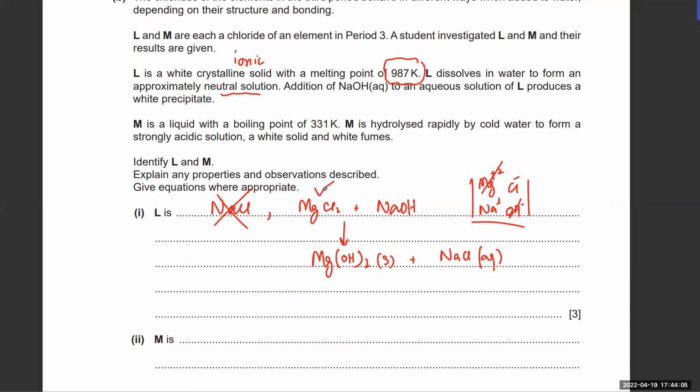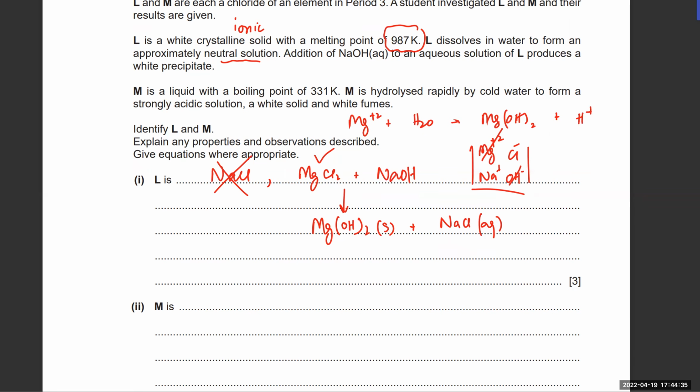And MgCl2 is approximately neutral because it undergoes hydrolysis with water, but very slight hydrolysis. Some of the Mg ions will attract the water molecules and will attract the OH ions, and they will form Mg(OH)2 solid and will release H+ ions. So there's going to be some hydrolysis if you mix it in water.